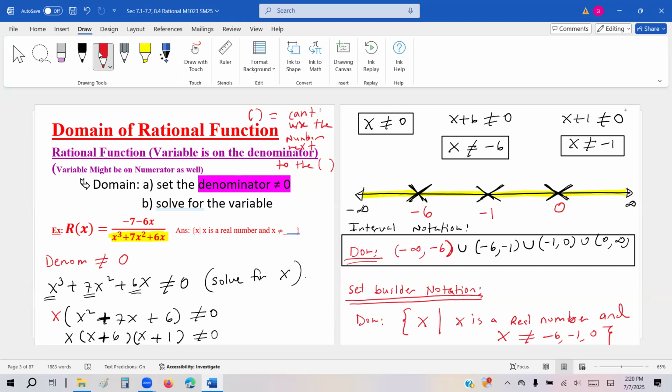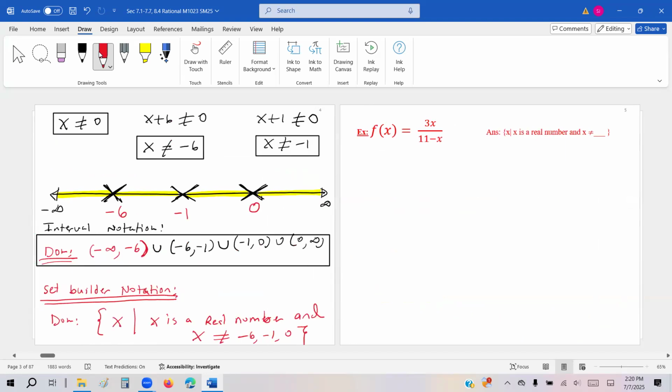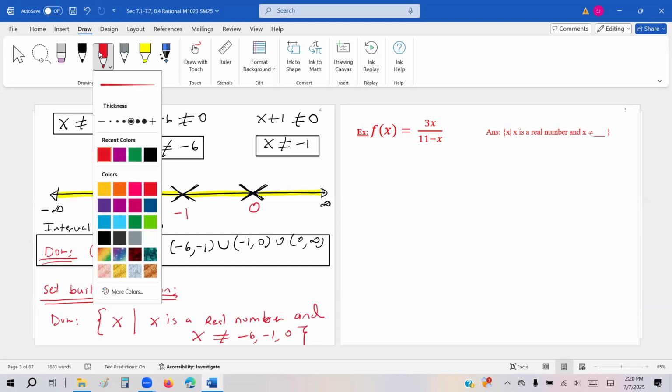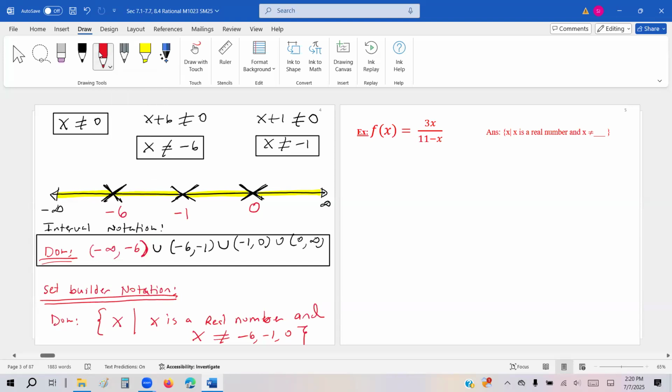So life is easy, guys. Okay, here. There will be nothing on the numerator that you have to worry about. Just have to look at the denominator and get the result. So try the next one. Next one is much easier than what we did in this one. You're finding the domain. Find the domain of this rational expression.